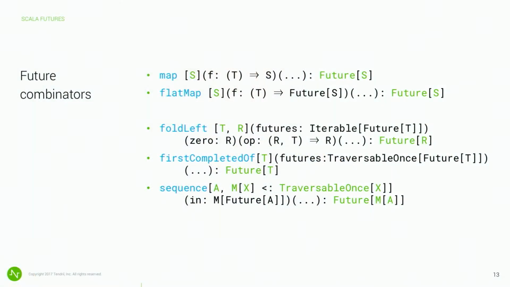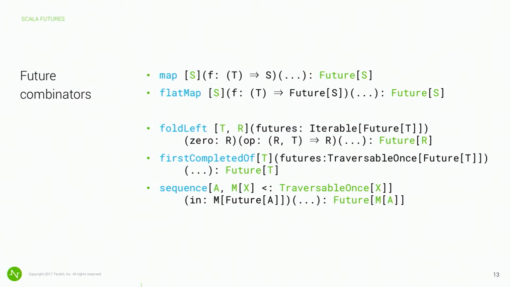First completed of is a way for us to race several futures, and we'll get back the first one that finishes. So maybe I'm making a call to 3 different nodes, and I want to take the first one that comes back.